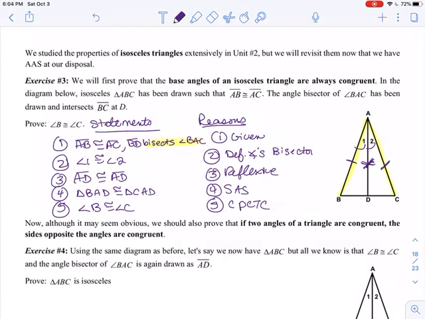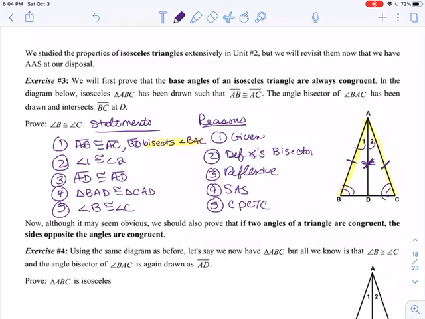Angle B and angle C are the base angles of an isosceles triangle. So we have just shown that if two sides of a triangle are congruent and it's an isosceles triangle, then those base angles will also be congruent. And although it might seem obvious, we should also prove that if two angles of a triangle are congruent, then the sides opposite them are congruent.